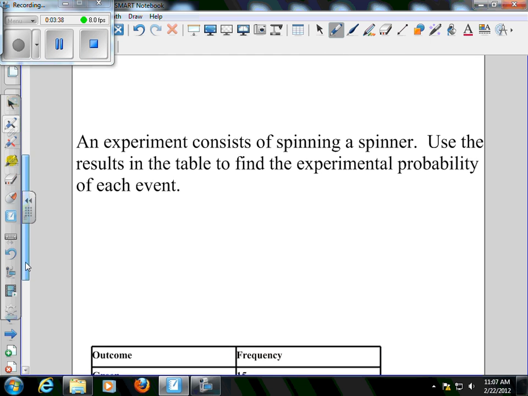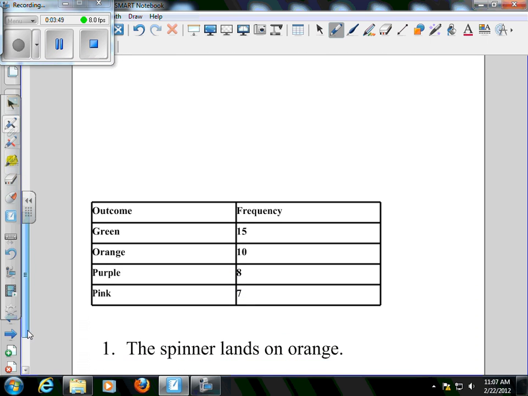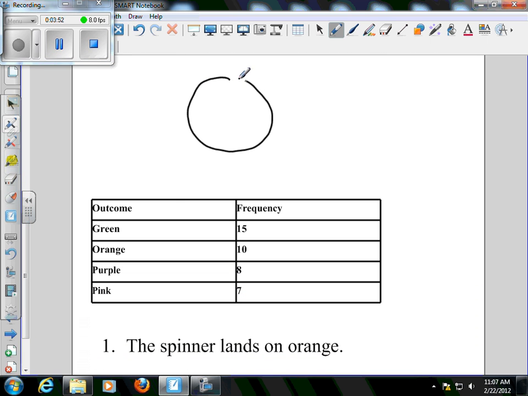Now, let's look at this next problem. An experiment consists of spinning a spinner. Use the results in the table to find the experimental probability of each event. So you're spinning the spinner, something that looks like this, and you've got 4 different areas on it. I'm not saying I've got this drawn correctly, but something like that. And one section is green, one orange, one purple, and one pink. And you spin the spinner, and 15 times it lands on green, 10 times it lands on orange, 8 times it lands on purple, and 7 times it lands on pink.